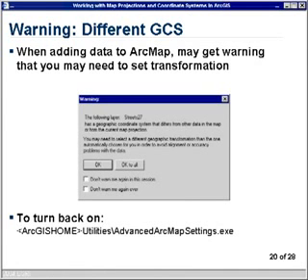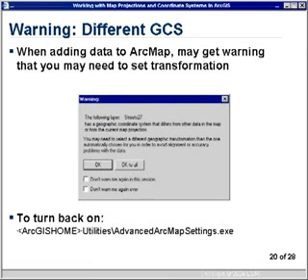Now, this is kind of a big warning message, a big box with a lot of text in it, so I'm going to go ahead and read that. You add data to ArcMap, and you may get this warning box. It says, the following layer has a geographic coordinate system that differs from other data in the map or from the current map projection, and that should say the current coordinate system of the data frame. You may need to select a different geographic transformation than the one automatically chosen for you in order to avoid alignment or accuracy problems with the data.